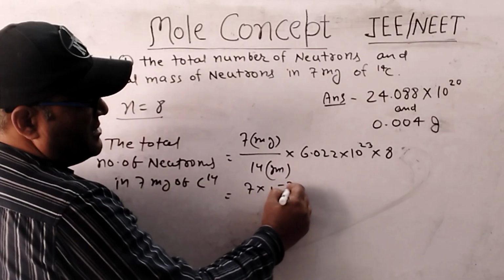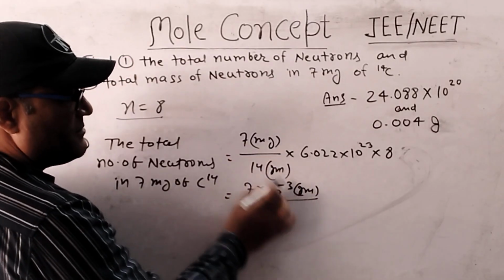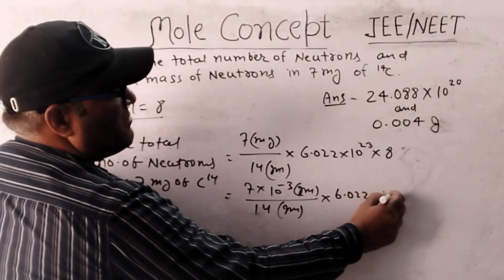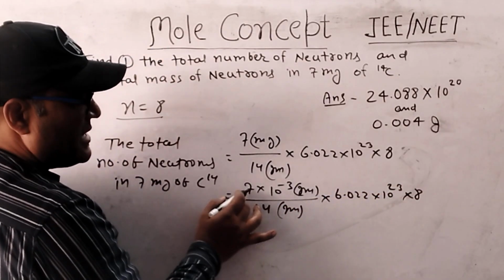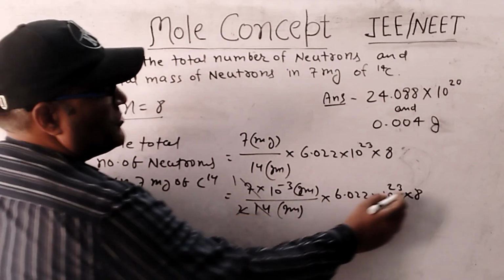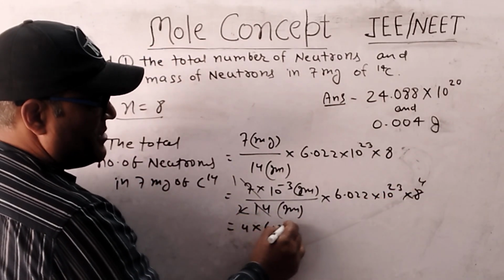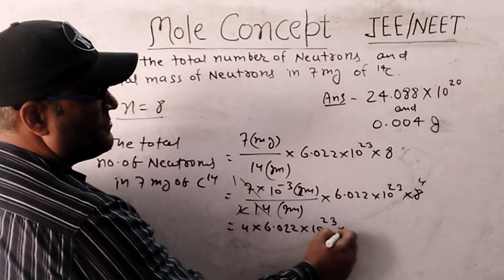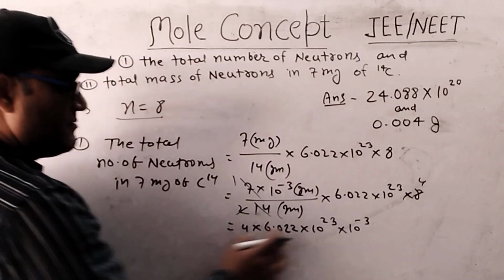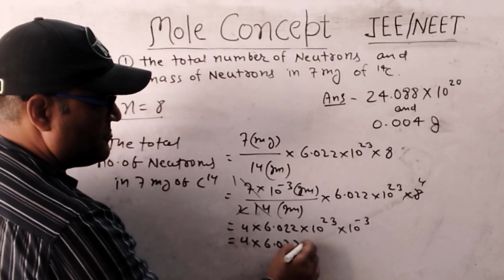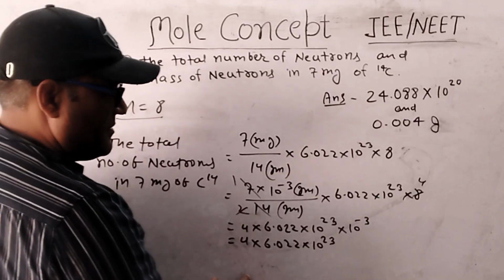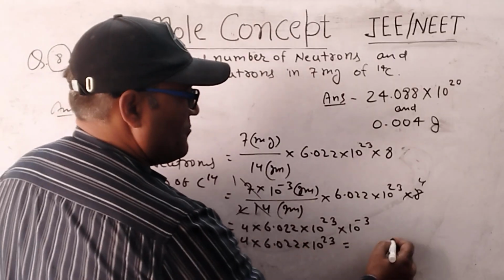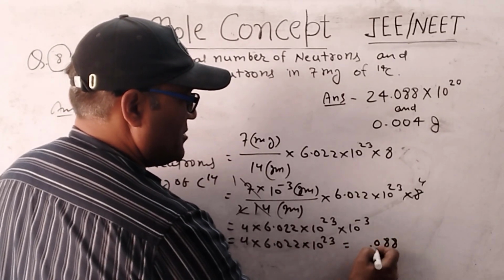7 into 10 to the power minus 3 milligram transforms into 10 to the power minus 3 gram divided by 14 gram, multiplied by 6.022 into 10 to the power 23, multiplied by 8. After calculation, 1 by 2 is here, 2 fours are 8. Now 4 multiplied by 6.022 into 10 to the power 23, into 10 to the power minus 3. Now we can observe here 4 into 6.